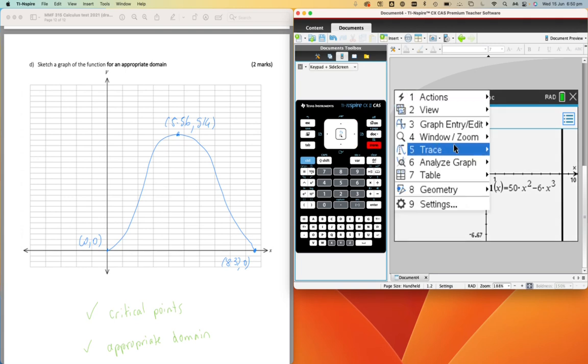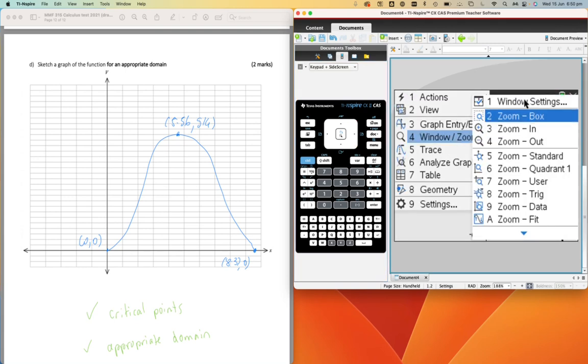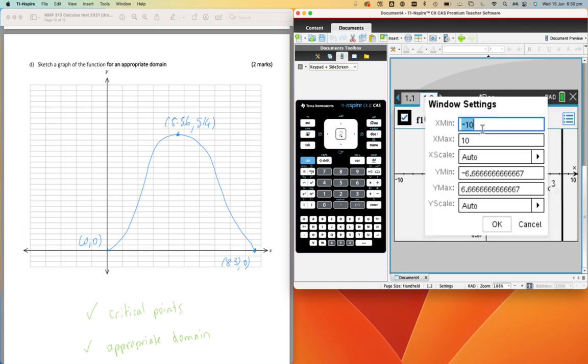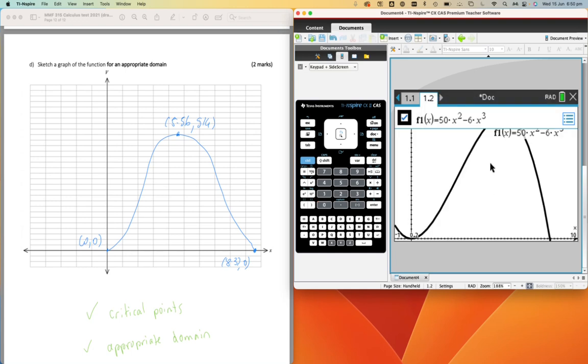So I'm going to go to Menu, Window Zoom, Window Settings. I don't need the negatives, so I'll just leave a little bit of negative here, and I'll go as far as 10, I suppose. Sounds reasonable to me. And I don't need a negative y, so I'll just leave that as minus 10, because I'm going into the hundreds. Make the maximum 550, something like that. Click on OK. Click out, get that box out, and you can see it's a beautiful graph.